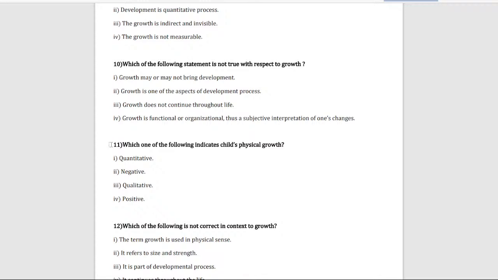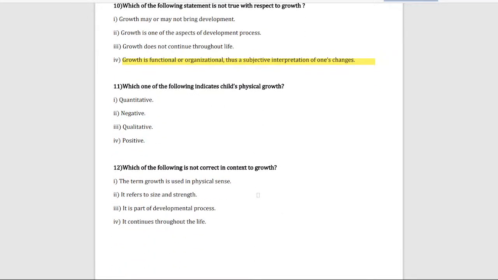So what should be the answer for question number 10? Which of these statements is not true with respect to growth? And the false statement among these 4 is the fourth one. So growth is functional or organizational, thus a subjective interpretation of one's changes, is not true with respect to growth.